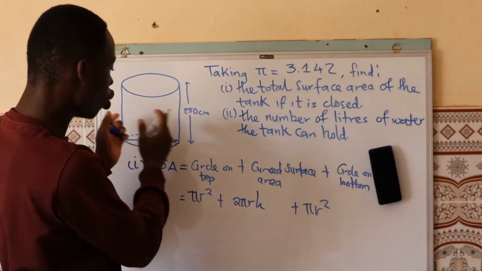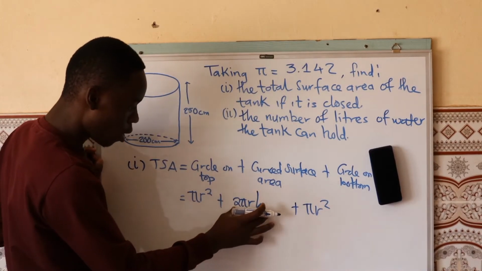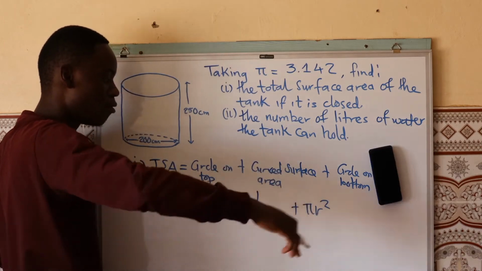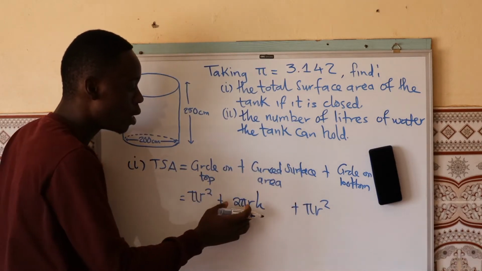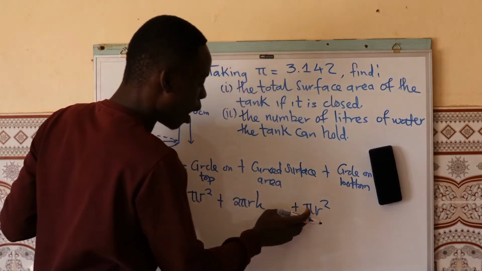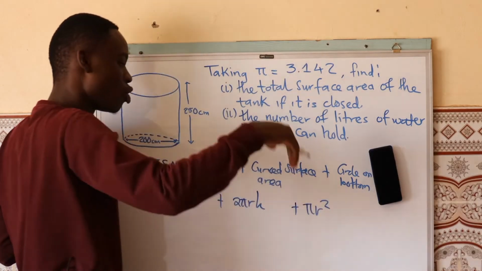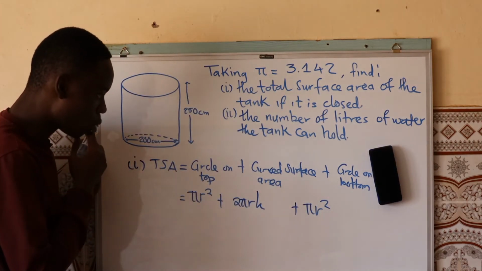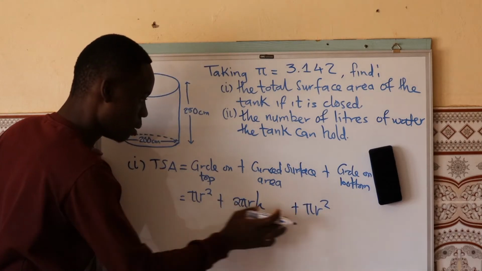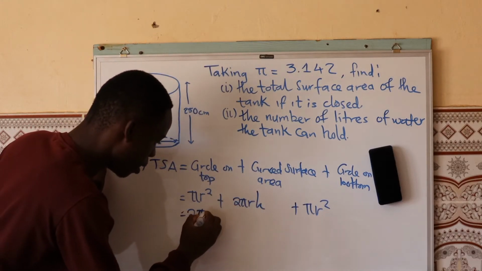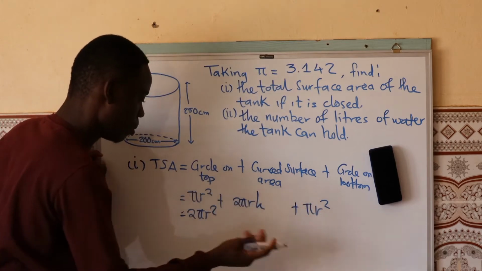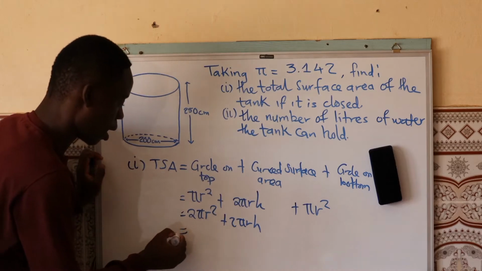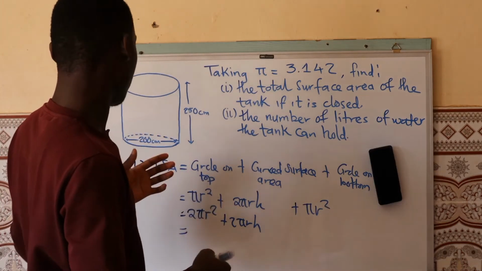So the formula for finding the total surface area is the curved surface area, which is 2 pi r, the circumference, or the total distance around a circle, times the height. And we have pi r squared, which is the surface area of the circle on the bottom part and the top part. So we're going to add the two since these are similar. So this will be equal to 2 pi r squared plus 2 pi r h. And we replace what we have.